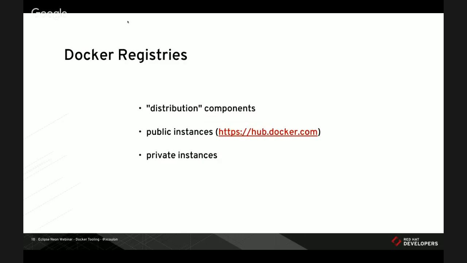Which brings me to the last part, which is Docker registries. Docker registries are the distribution components in Docker. You have public instances like Docker Hub, which is the most famous, which allows you to share, to pull and push images. Most of the images you want will probably be on Docker Hub, like Wildfly, Postgres, MySQL, and so on. But you can also have your private instances inside your company if you want to share images between environments without going on a public site.